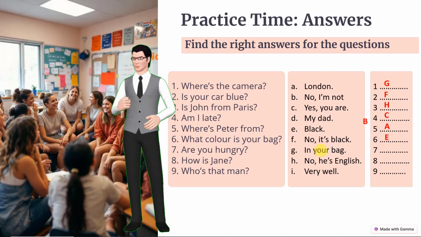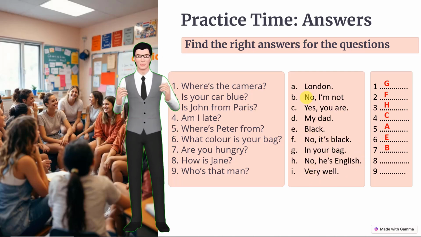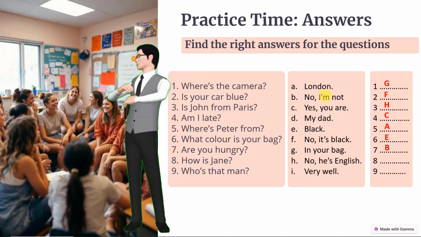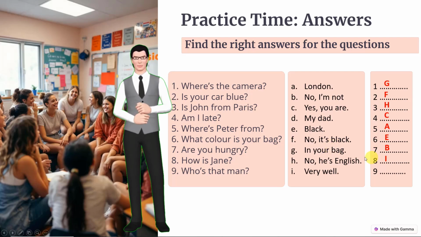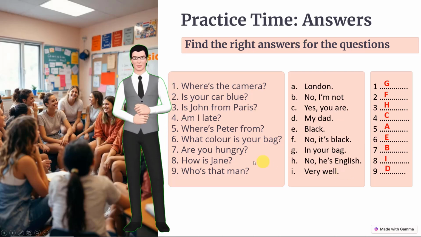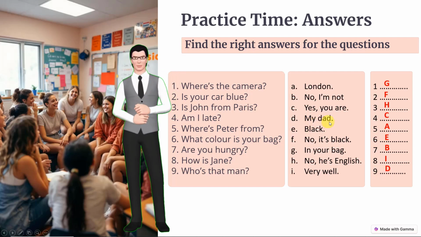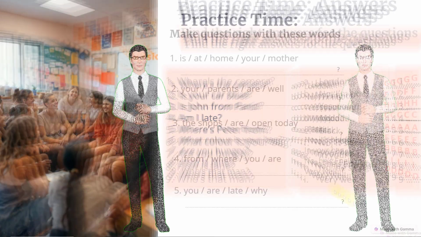And of course number 7, are you hungry? We said B, no, I'm not. You could also just say no, but it's more polite to say no, I'm not. Righto, and then 8, how is Jane? We said I, very well. And of course the nice one, the last one, who's that man? We said D, my dad. Righto, guys, that is the short answers. Let's continue with the lesson.